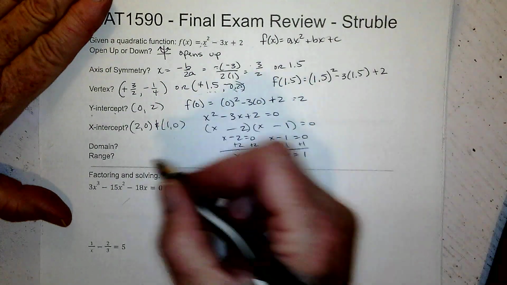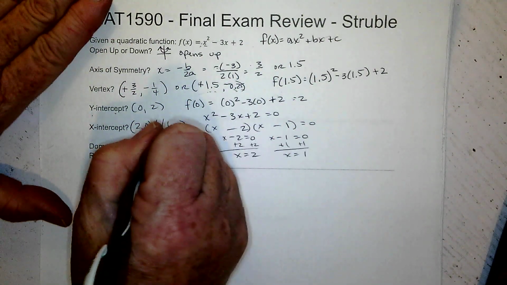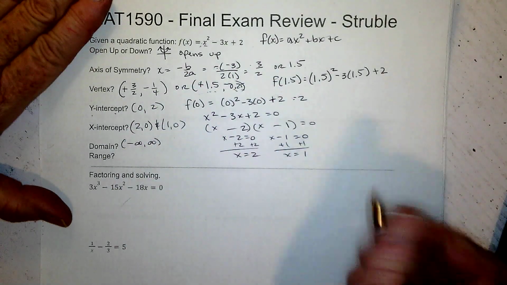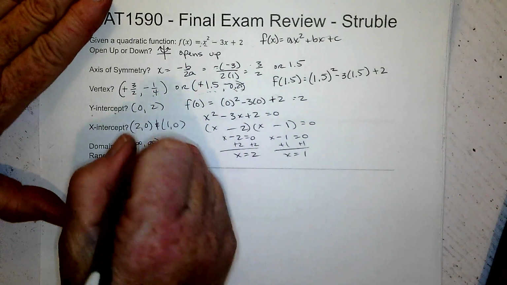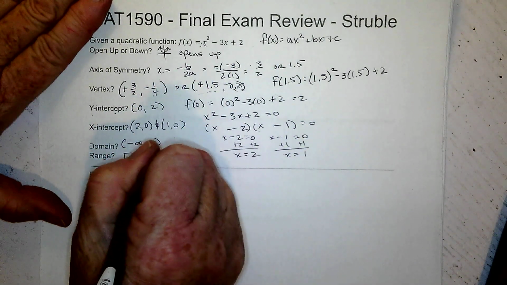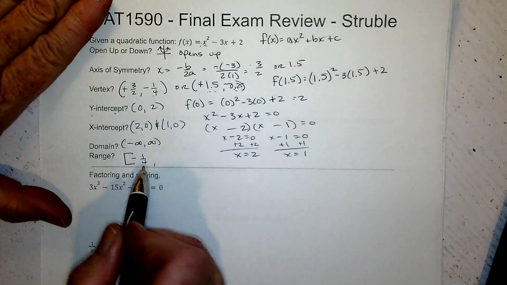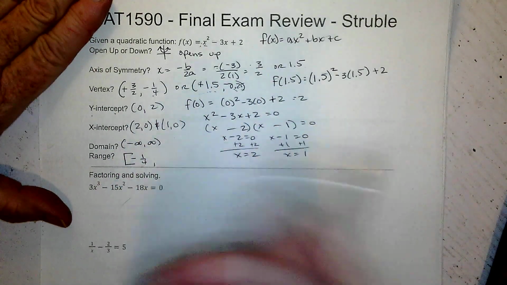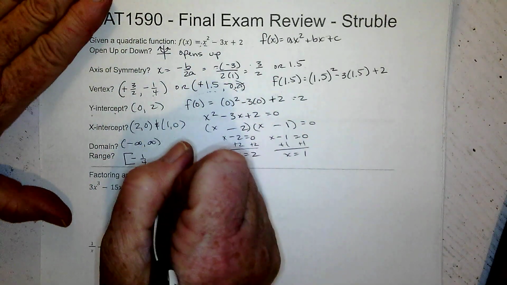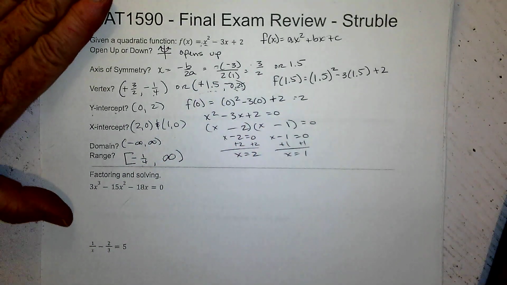All right, what else? Domain for quadratics always the same, negative infinity to infinity. The range, however, is the y value, negative 1/4, and because I put it in the over here to the left because my quadratic is opening up, so it's going towards positive infinity.